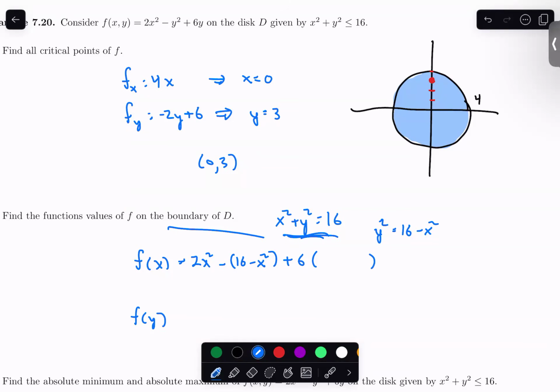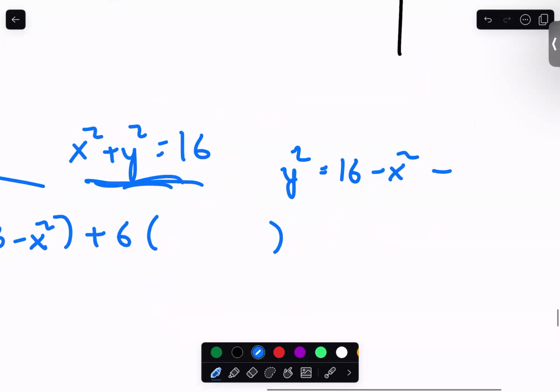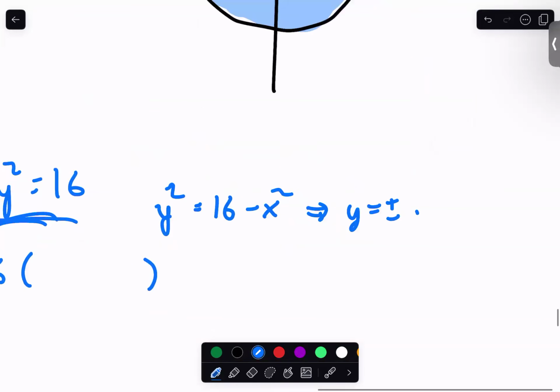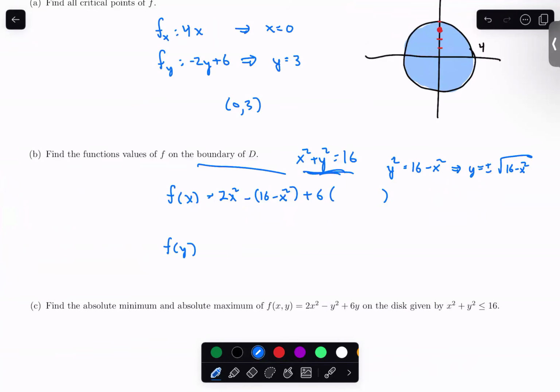And that square root's got me a little bit scared, right? Because in order to get this as y equals, I need plus and minus the square root of 16 minus x squared. And so I'd have to break this up into two different pieces, the top piece and the bottom piece. And that's, well, time consuming and annoying, right?